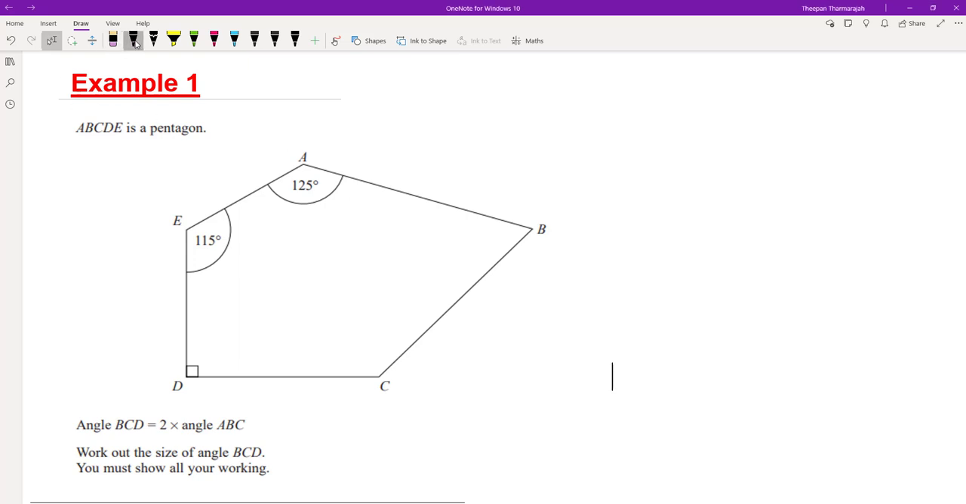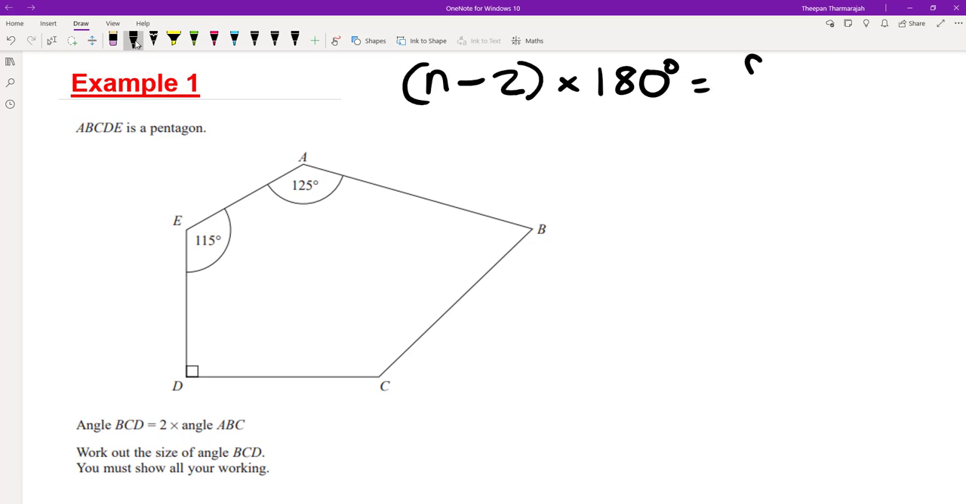So what we're going to do is use this formula for the sum of all the interior angles. And we use this mainly for an irregular polygon. That's the number of sides minus 2 times by 180 degrees. And that's going to give me the sum of all the interior angles.